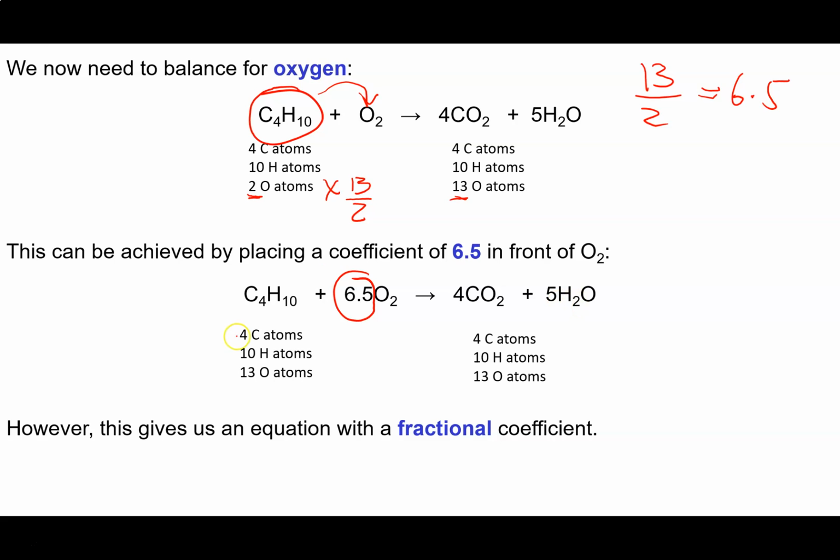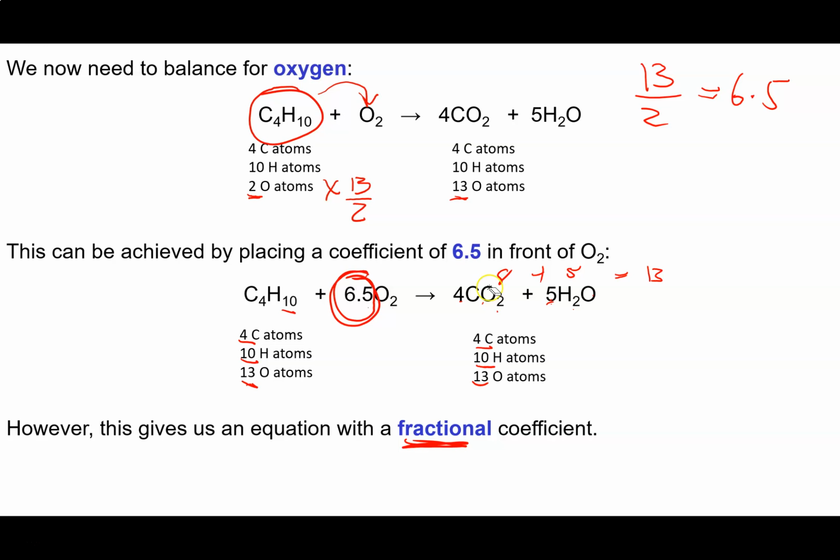So everything looks good now. I've got 4 carbon atoms on the left, 10 hydrogen atoms on the left, and 13 oxygen atoms. 6.5 times 2 gives me 13. On the right, I've got 4 carbon atoms. 4 times 2, that's 8 oxygens, plus 5 oxygens, that equals a total of 13 oxygens. And then when I look at my hydrogen atoms, I've got 5 times 2 there, that's 10 hydrogen atoms. So everything is balanced, but the problem is that I've got a fractional coefficient for my O2.